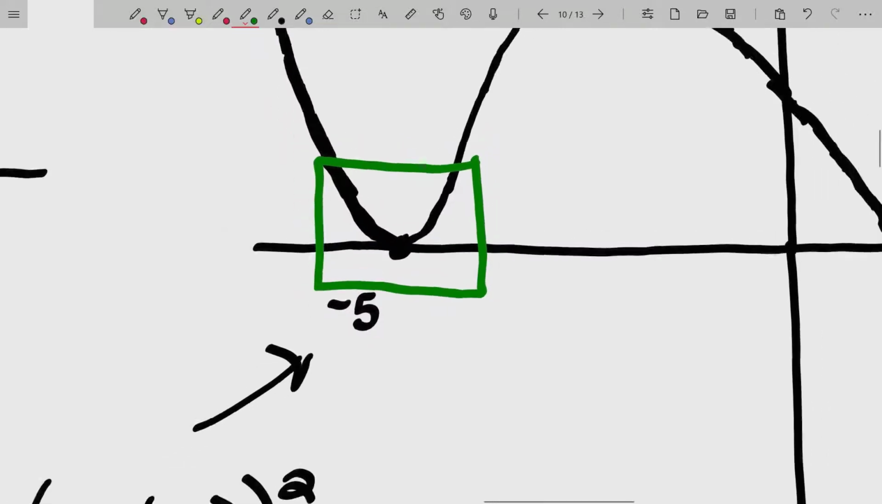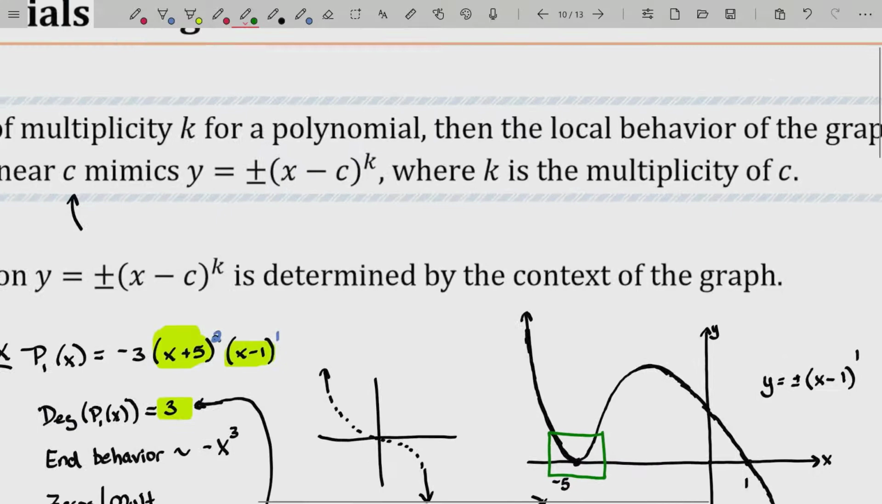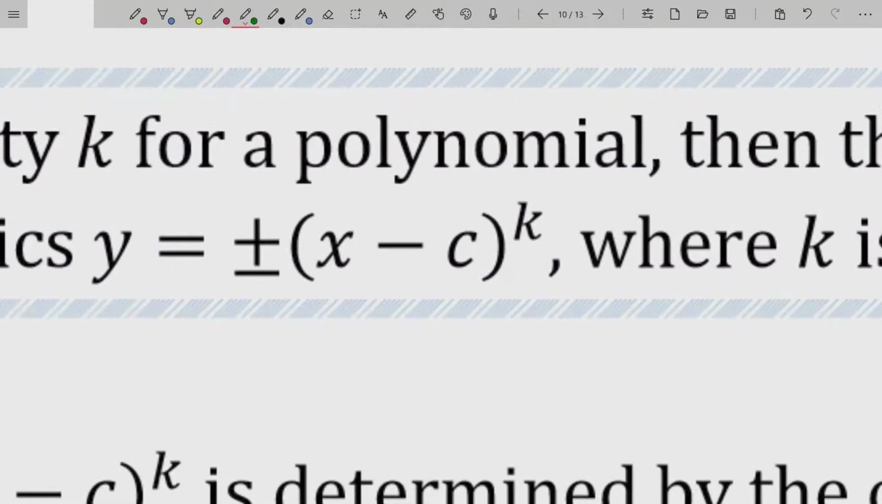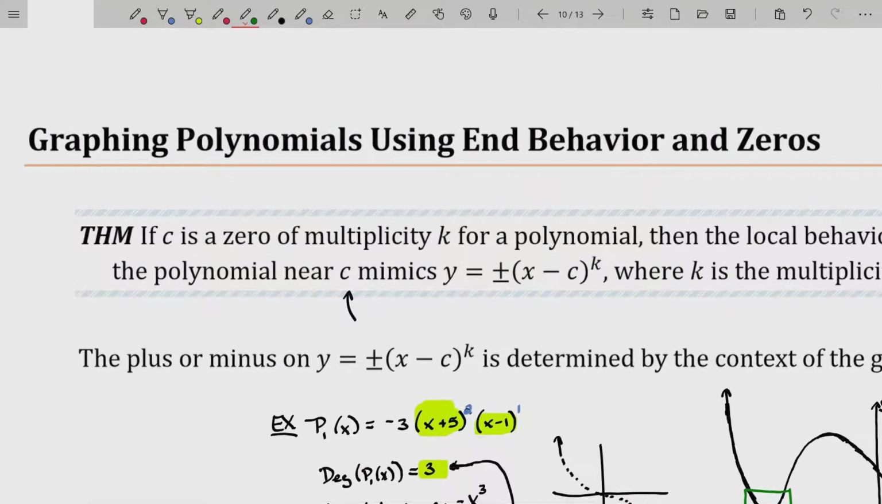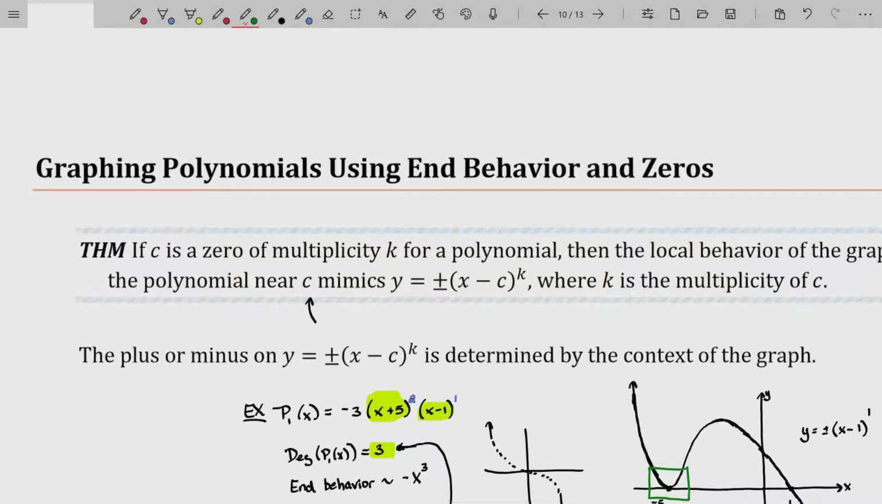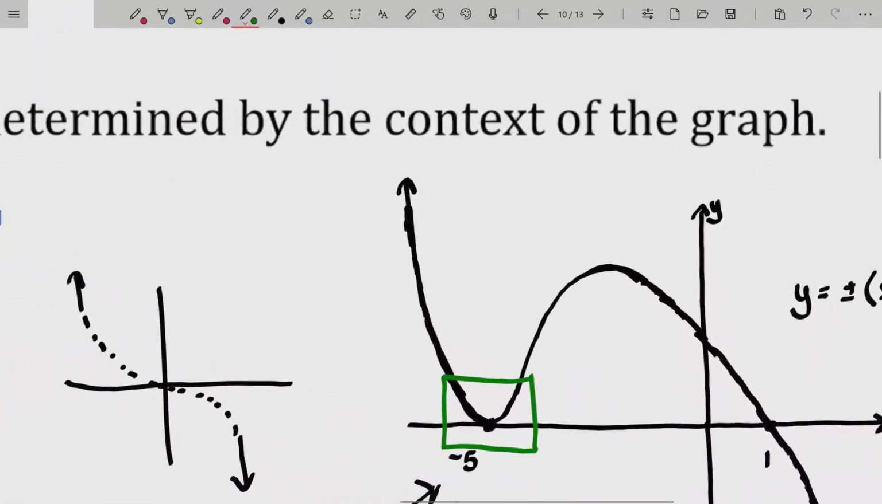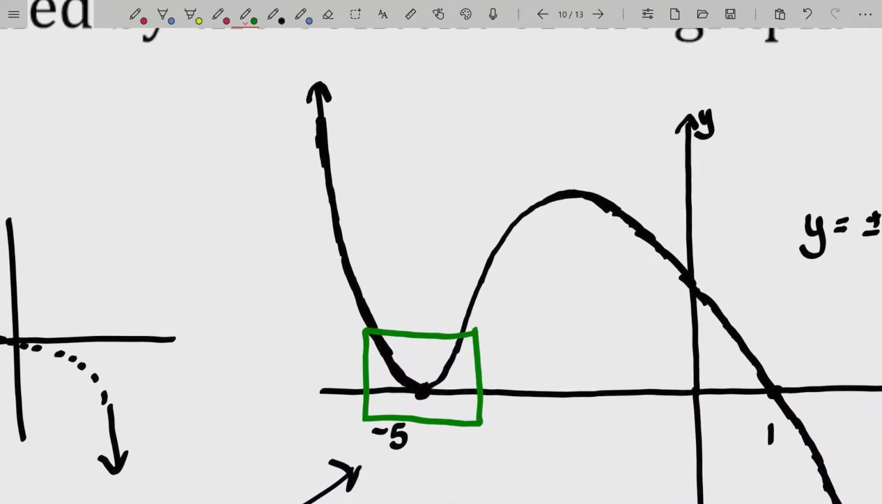And notice my note up here is that locally, it's going to look like y equals plus or minus x minus a negative 5, or x plus 5 squared, because that's the multiplicity of negative 5. So it's going to look like a parabola. The plus or minus, that's what I say here, on that equation is determined by the context of the graph. The fact that I started above this x-axis and the graph was falling here tells me that it's going to open up. It's going to just bounce right off there and open up.